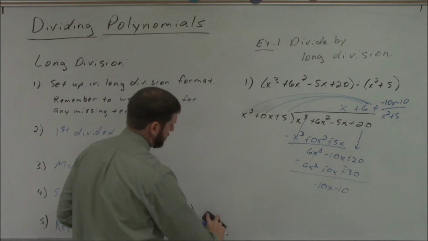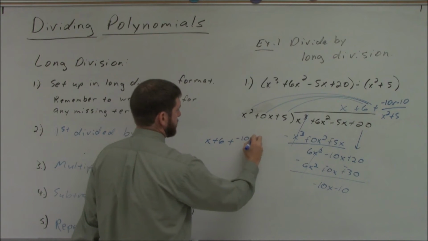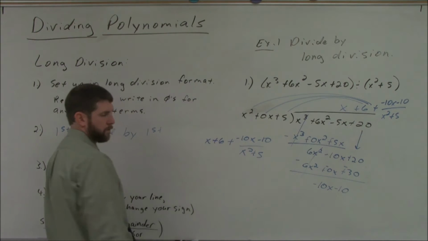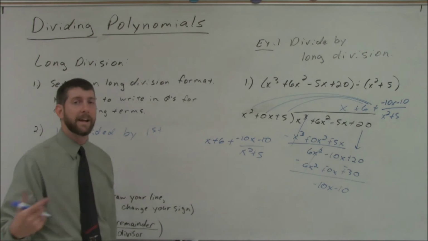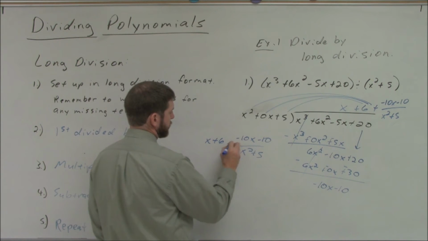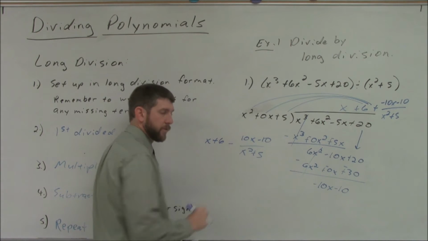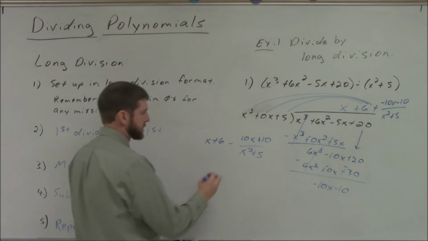Don't leave it as x plus 6 plus negative 10x minus 10 over x squared plus 5. The reason is we don't want a plus and a negative together. Plus and negative is subtraction, so we're going to make this a subtraction symbol. But if that's subtraction, the negative doesn't just come off of that 10, it comes off of that 10. It's the entire numerator that's getting changed.